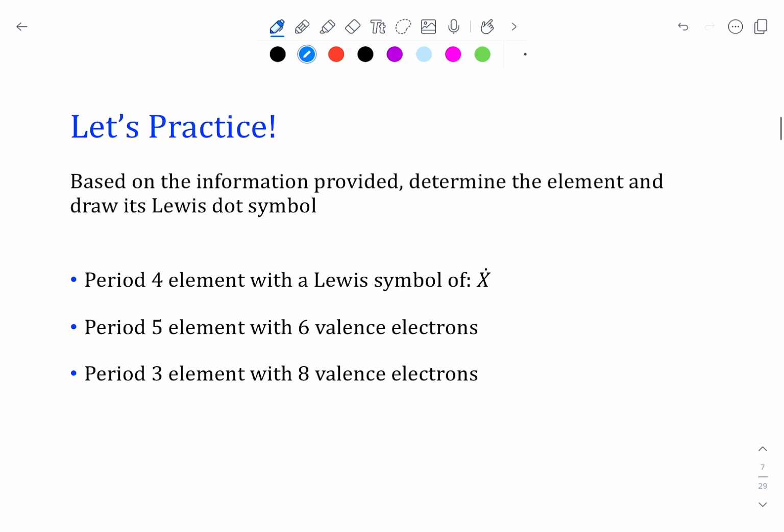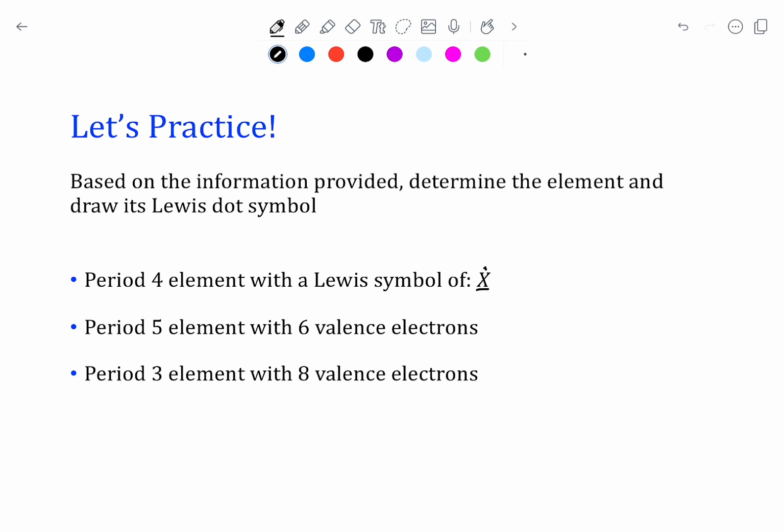Now let's work a little bit backwards. Based on the information provided, let's determine the element and draw its Lewis dot symbol. So we're given some clues here. We know this element that we're finding in our first problem is in period 4. So look on your periodic table to period number 4. That's the 4th row down, starting at hydrogen. So your 4th row down starts with potassium. Okay, period 4. And it has a Lewis symbol of X. So we're figuring out what X is.